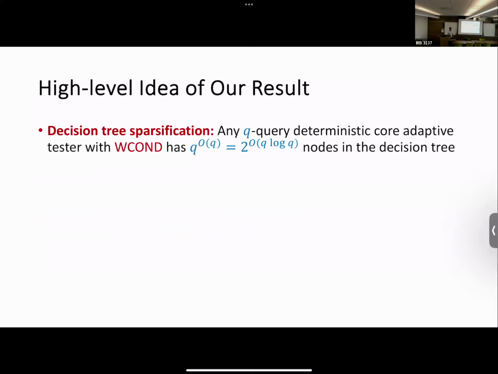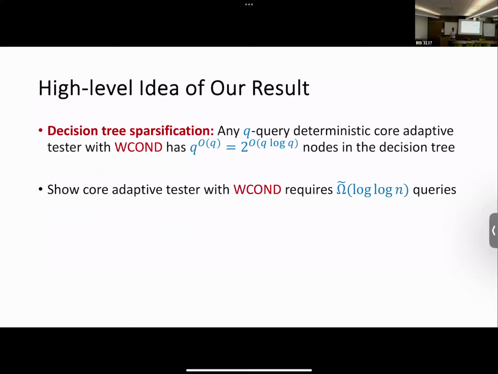And once we have that, then we use a similar type of idea. It is not similar, technically it will be different, but at a high level we will again argue that 2 to the Q log Q should be at least some square root log n or some polylog n. And then we get Q has to be omega log n. So after all this argument, what we could show is that with respect to that weaker conditioning model, we can get an omega log n lower bound, which is our intended lower bound.